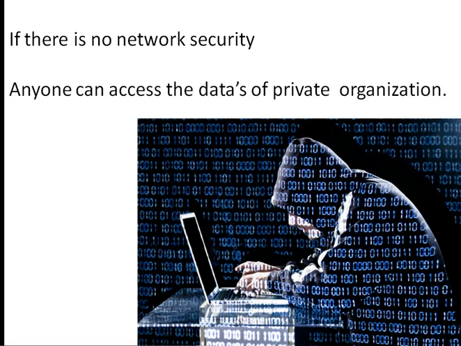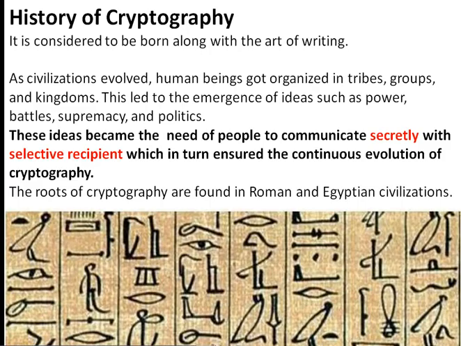If there is no network security, what will happen? Suppose in your home there is no main door. What will happen? All persons can get inside your home, isn't it? In the same way, if there is no network security, anyone can access the data, your private data, in your esteemed organizations.